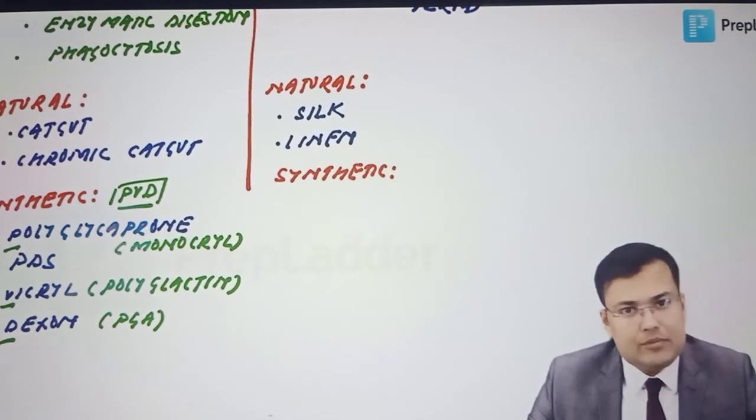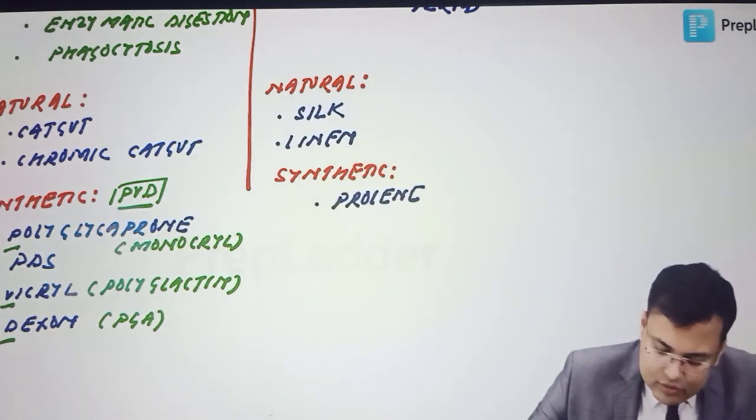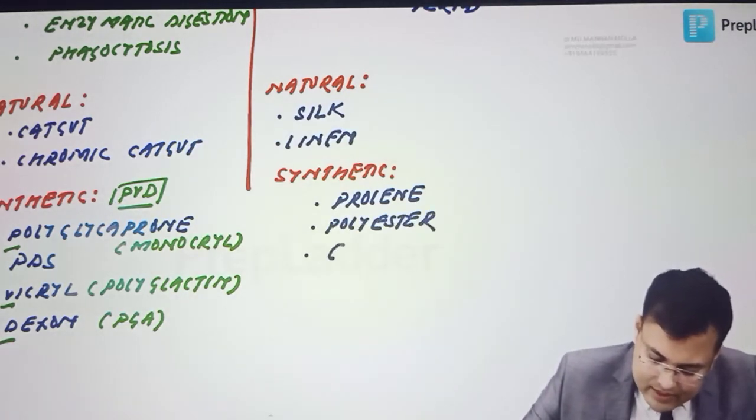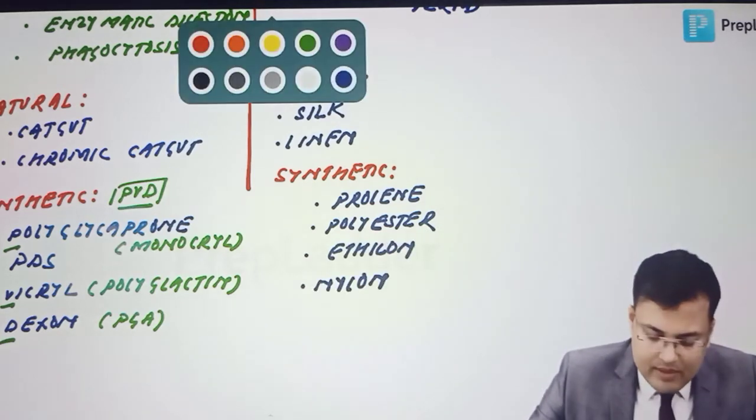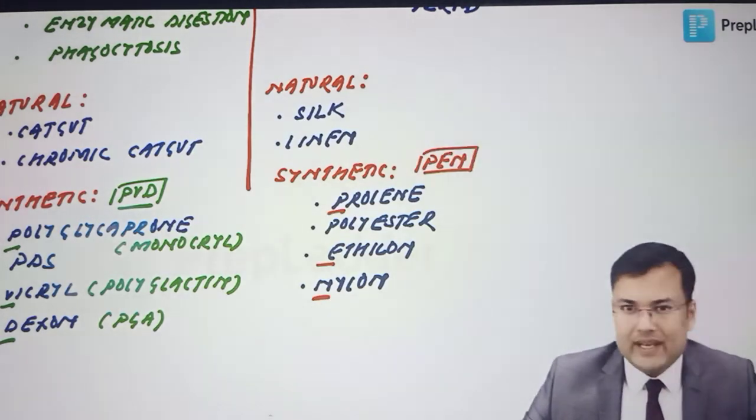Now synthetic non-absorbable sutures: proline. What is the other name of proline? It is also known as polypropylene. Second is polyester, and ethylene, nylon. Clear? So how to remember? The mnemonic for synthetic non-absorbable suture is PEN. So PEN means proline, polyester, ethylene, nylon. Clear? So this is important.